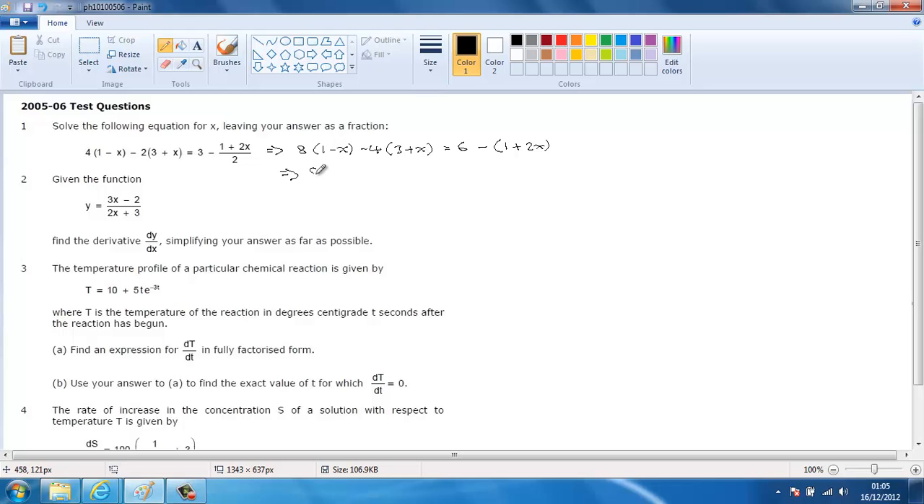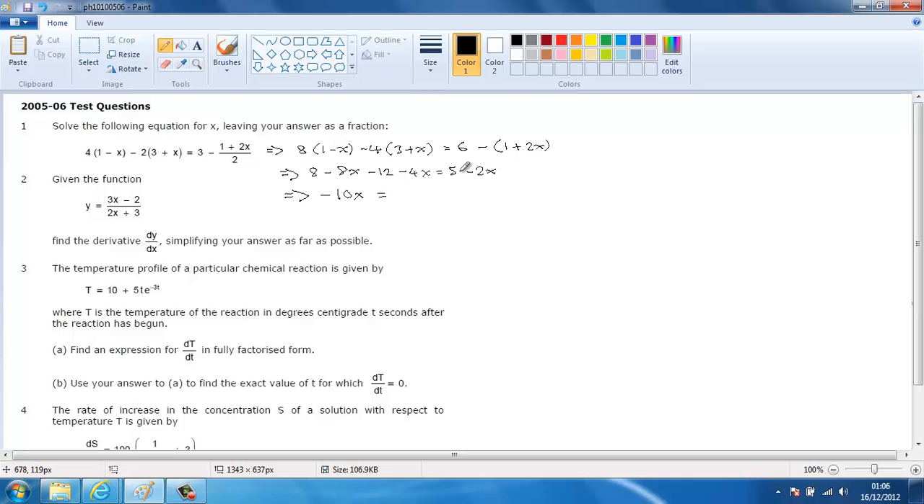Multiply the brackets, we have 8 minus 8x minus 12 minus 4x equals 6 minus 1 is 5, and minus 2x. Then we want all the x terms on the left. So we've got minus 8x minus 4x is minus 12x. Bring the minus 2x across the equal sign, becomes plus 2x. So minus 12x plus 2x is minus 10x.